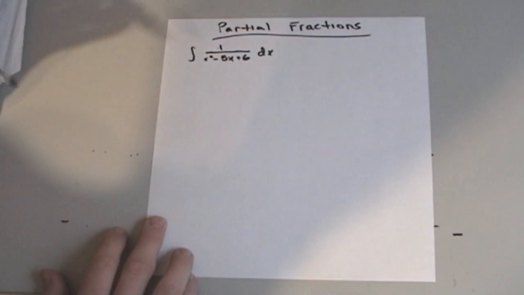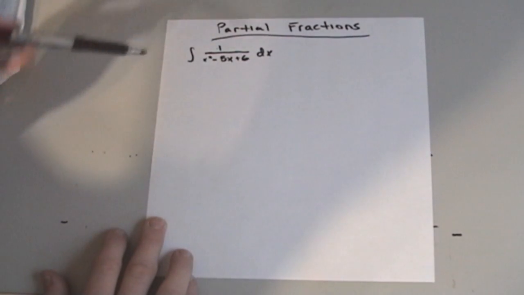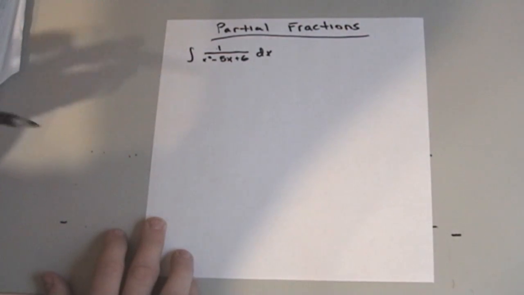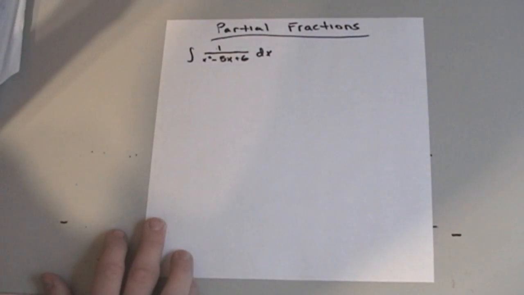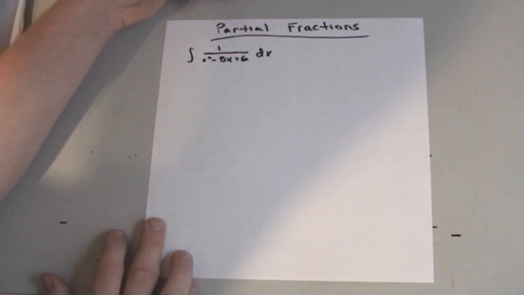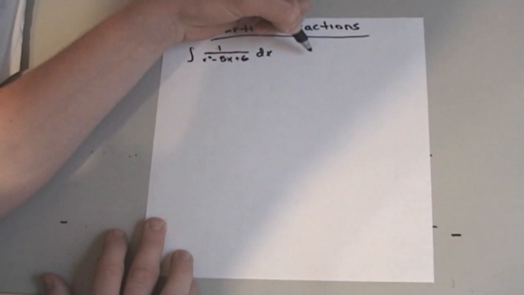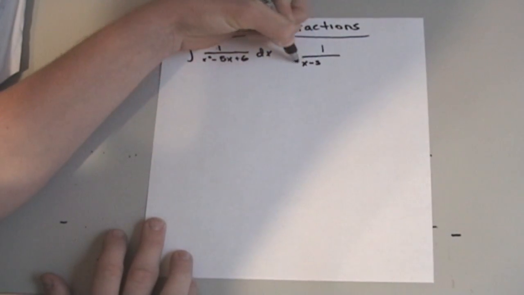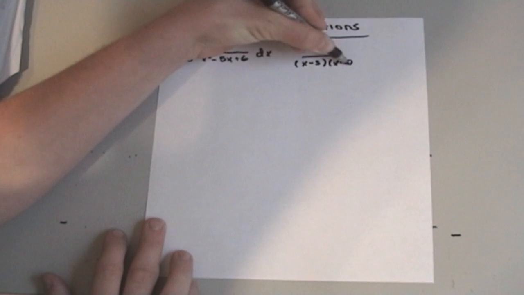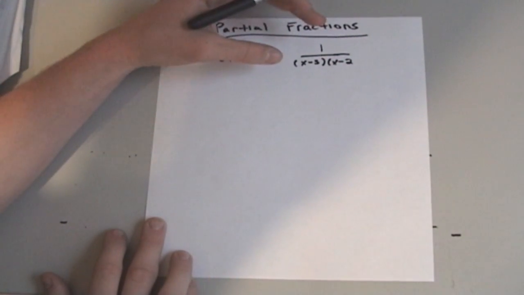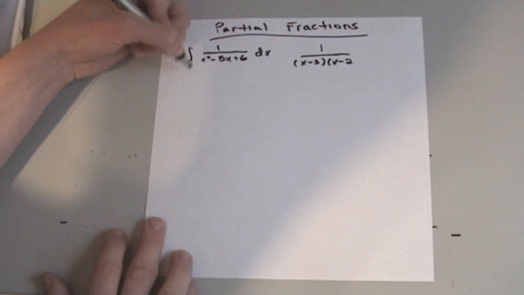Okay, today we're going to do some partial fractions, and we're going to start off here with the integral of 1 over x squared minus 5x plus 6 dx. And the first thing we want to do is factor the bottom, and what we're going to get is 1 over (x minus 3) times (x minus 2). And what we're going to do with this is take the bottom part and split it up into two parts.